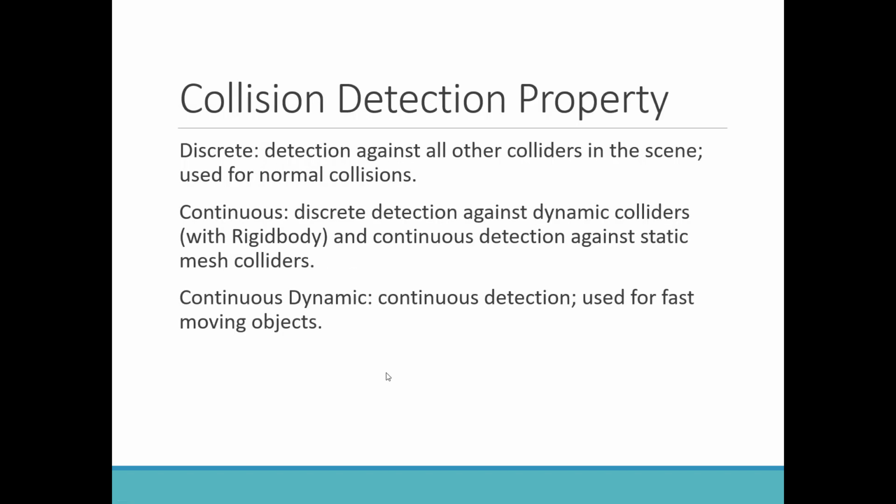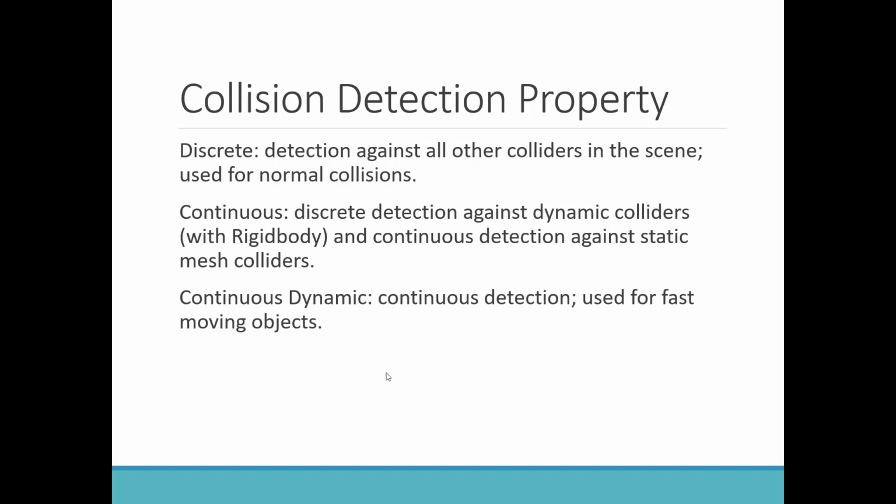Collision detection property is, again, that's if you're noticing that some of your collisions are not being detected properly. Chances are it's because your object may be small and moving in too fast. So if you choose discrete, which I believe is the default, it will detect the collisions against all other colliders in the scene, and for normal collisions that's what should be used. Continuous is a little bit more strenuous when it comes to calculations, but it will detect detection against dynamic colliders. Those are colliders that are also associated with a rigid body.